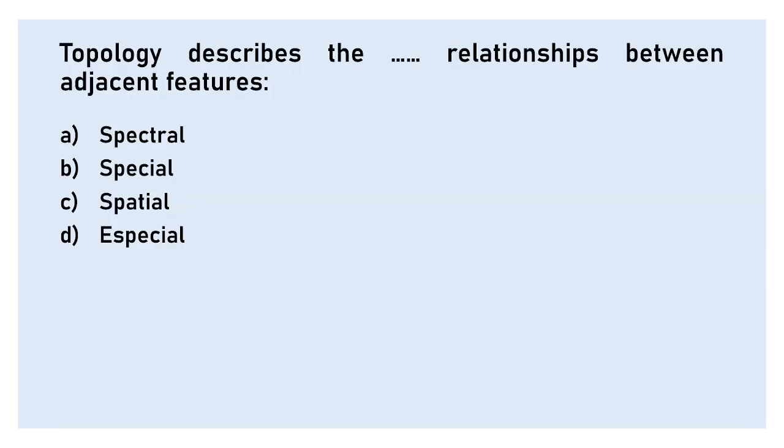Then topology describes the dash relationships between adjacent features. This is also very simple because it is one of the terms I've been frequently using throughout all these sessions. So the answer is spatial. Topology describes the spatial relationships between adjacent features.